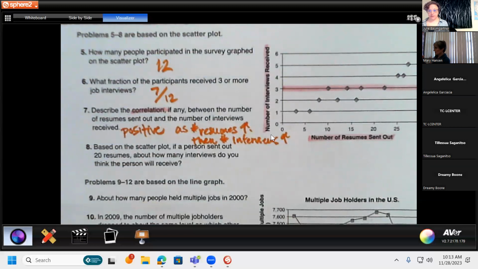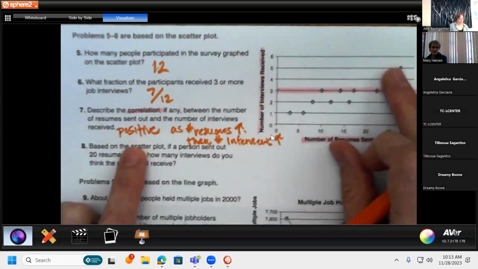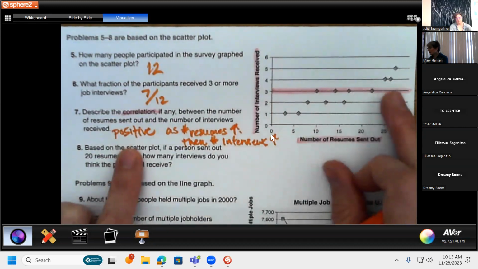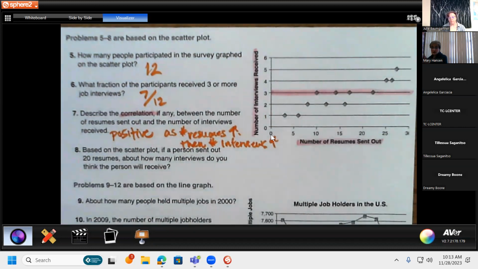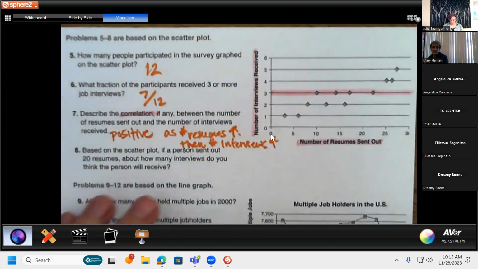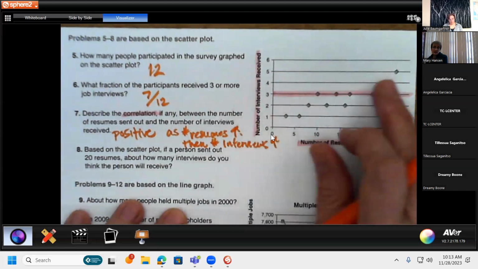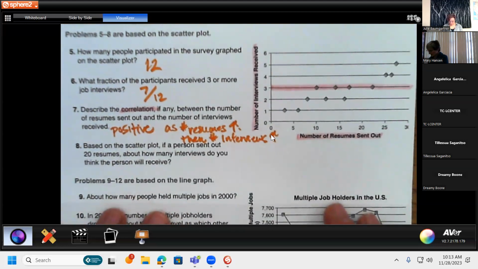If you let employers know who you are and that you're interested in a job, you are more likely to get an interview. And so we would say that that's a positive correlation. It doesn't make a perfect line. It's not a super tight correlation, but we do see an increasing positive correlation.